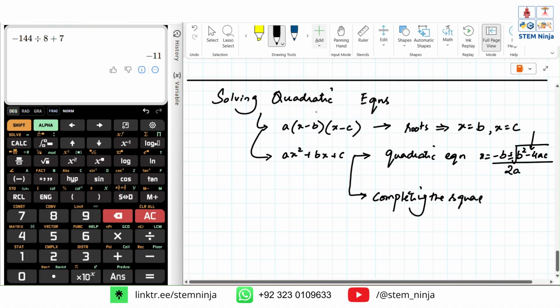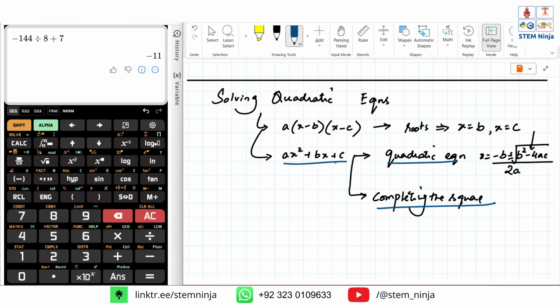So both of these ways, quadratic formula and completing the square, can be used to solve quadratic equations. This method may or may not work all the time. It depends on the ability of that quadratic equation to be factorized that easily. So it may or may not work all the time, but the quadratic formula and completing the square will always work.